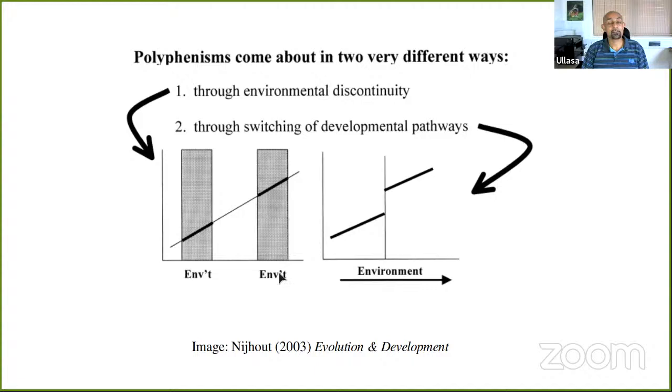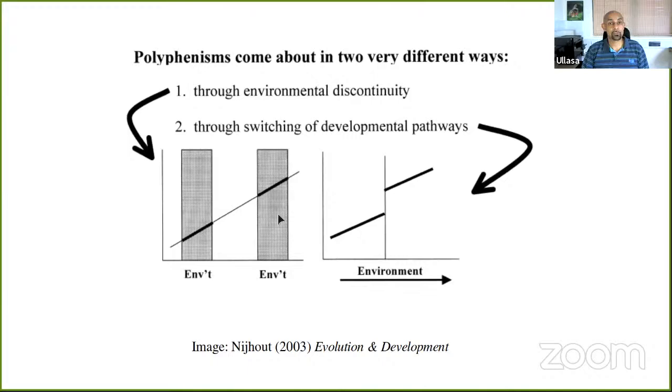So let's assume in the case of eyespots, the reaction norm for eyespots is continuous. As temperature increases, eyespot size increases. But under natural conditions, let's say only this set of temperatures is found. In that case, you end up getting discrete phenotypes and you would see it as a polyphenism.